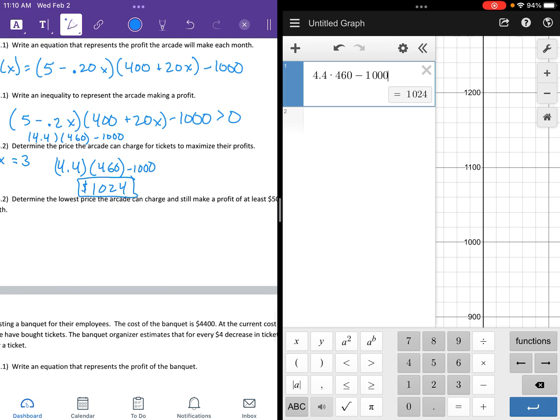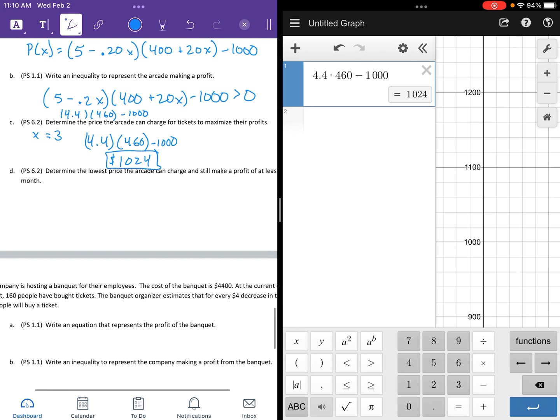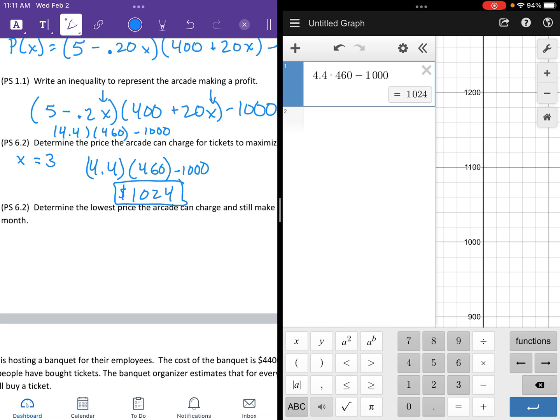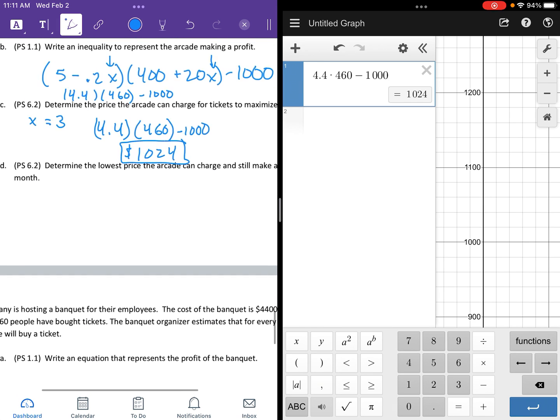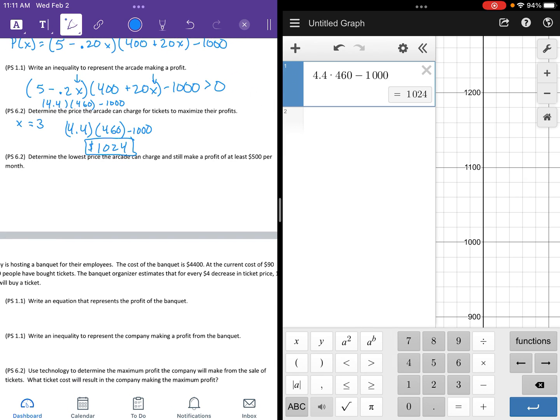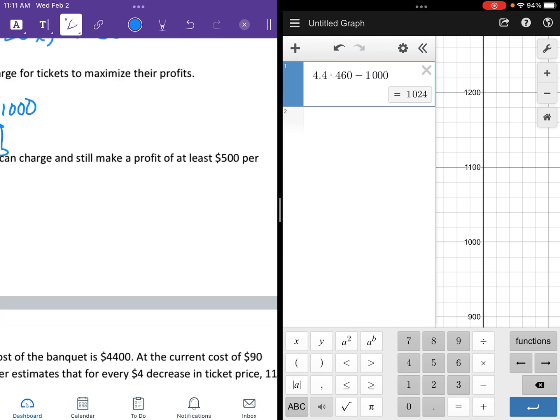All right. Well, the next question, and just to recap that, all I did was put 3 in for here and here in the equation and then find out what the numbers are going to be. So I got 4.4 from the first set of parentheses, 460 from the second, minus 1,000 gives me 1,024. Okay. Now, for the next part, for part D, determine the lowest price the arcade can charge and still make a profit of at least, how much is that?